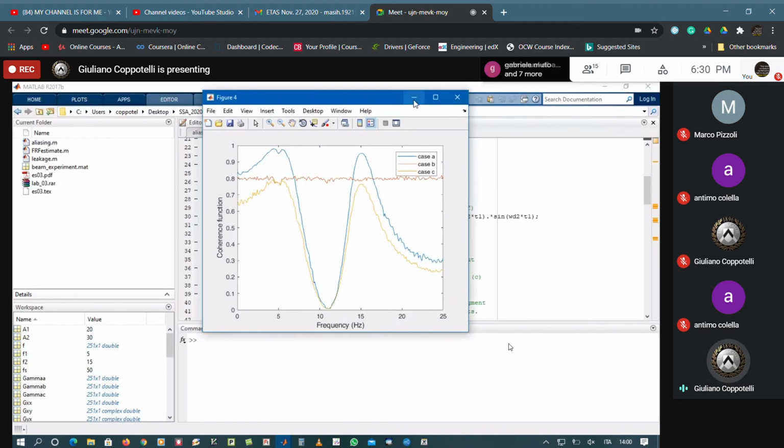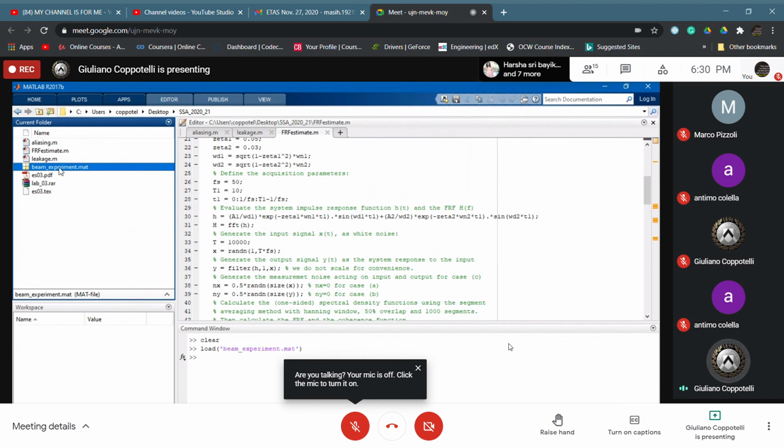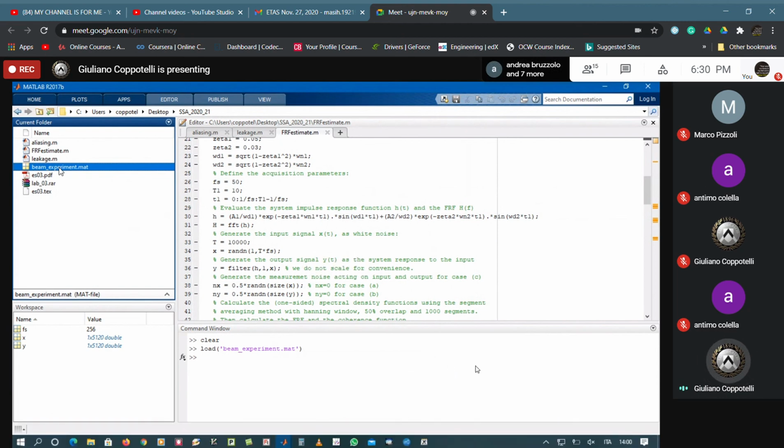Okay, that's it. I'll leave you the information on the HV estimator straight in the Matlab file that I wrote for you. What you still have to do is to make your own estimate of the system properties when I give you this beam experiment.mat. This is a Matlab file that has the input and the output, random input and random output, and we have the information that the sampling frequency is 256. So you have to use this data to estimate your system properties using your estimators, the best one that you prefer, using the time to frequency transformation as we used and as I showed you in the aliasing and leakage Matlab file.